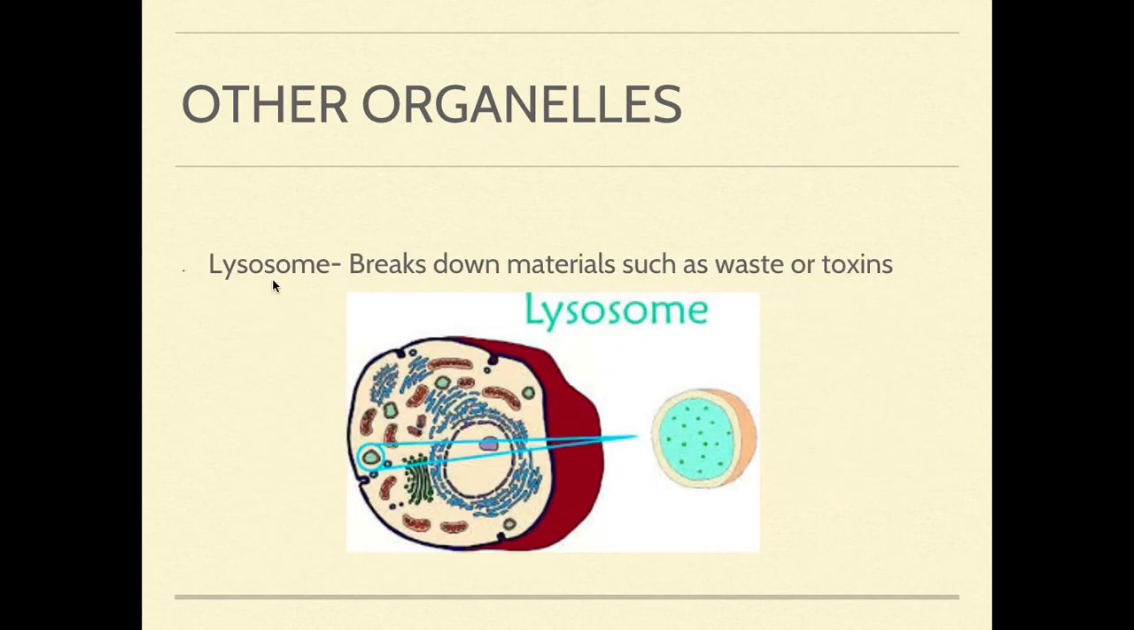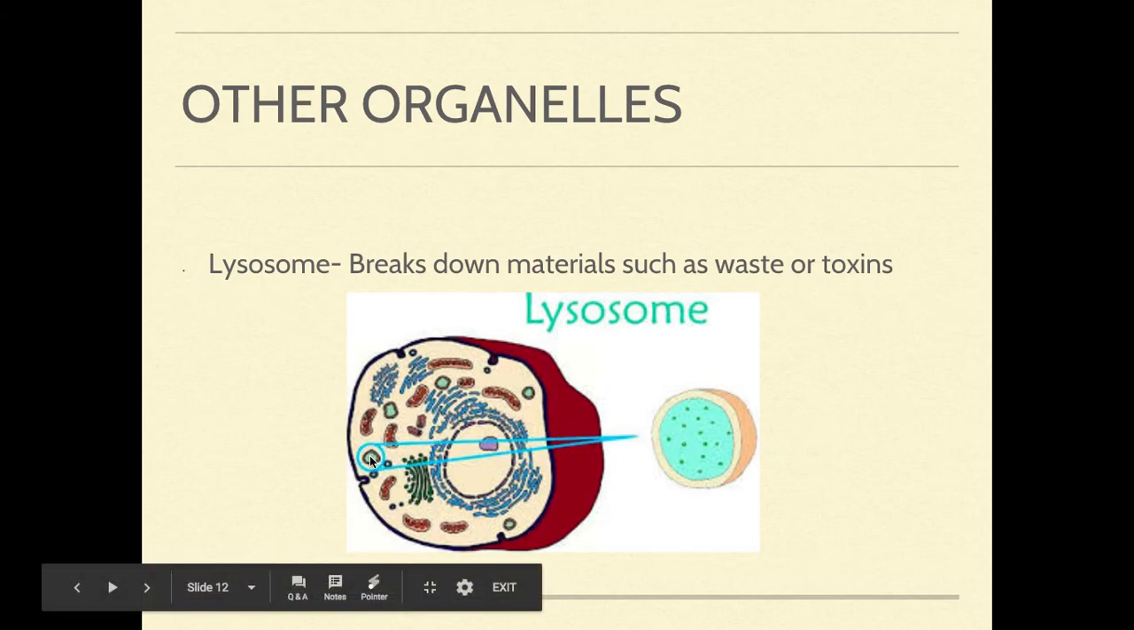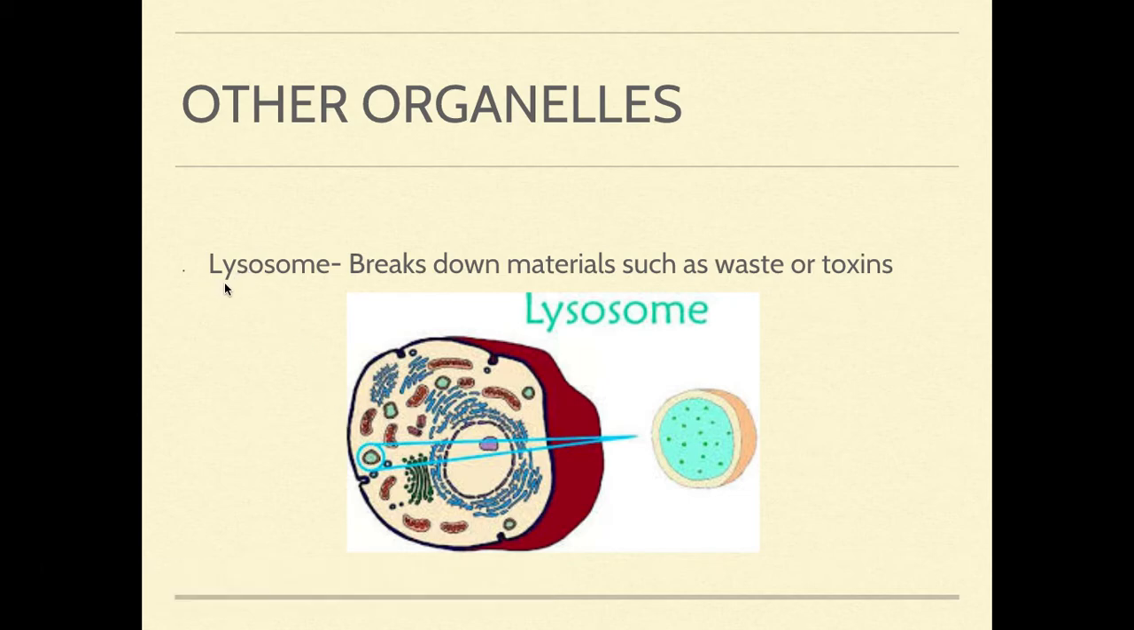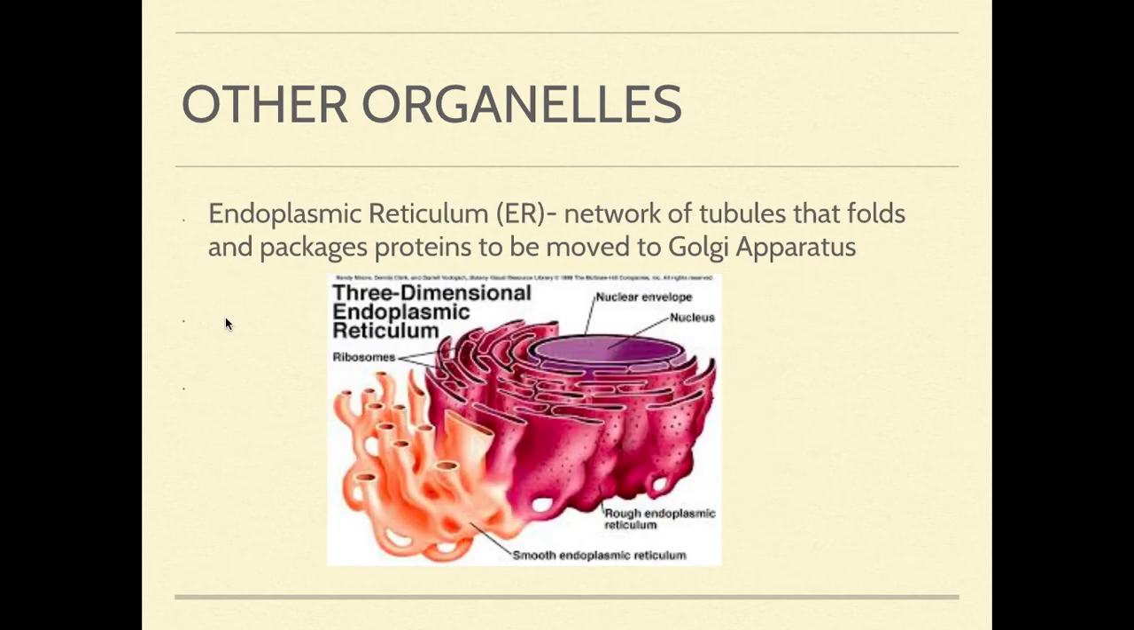The lysosome, our next one. Lysosomes are these little round things. They're not super standoutish. But lysosome, look at that stem, lyse. Lyse means to break down or to kill, like Lysol. So these are going to break down things that the cell doesn't need, like waste or toxins or things that are broken or dead. That way it can reuse material. So lyse, break down, lyse.